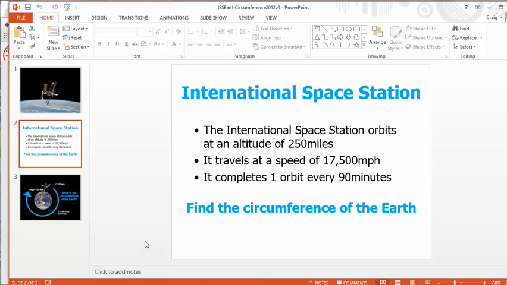The International Space Station orbits at an altitude of 250 miles. It travels at a speed of 17,500 miles an hour, and it completes one orbit of the Earth every 90 minutes. Find the circumference of the Earth. Now, flipping heck, that is quite open-ended and unstructured for a lot of students.